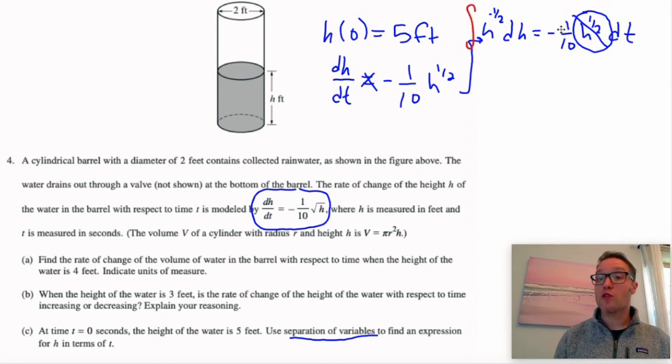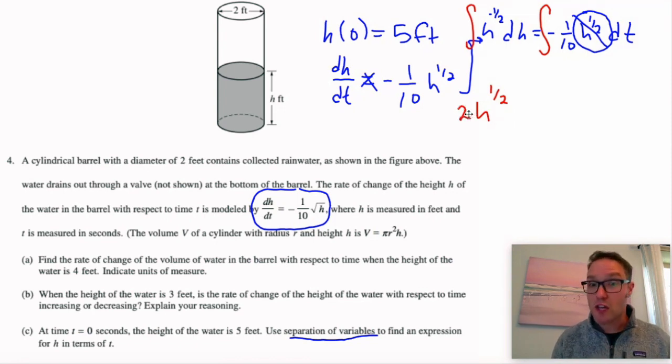And now that I have the h with the dh, and there are no t's, but I have negative 1/10 with the dt, I'm going to integrate both sides. The integral of h to the negative 1/2, I'm going to use the power rule for integrals. It's going to be h to the add 1. Negative 1/2 plus 1 is positive 1/2, and then divide by that number. But don't divide by 1/2, multiply by the reciprocal. That's what division really is. There's no such thing as division, folks. So instead of dividing by 1/2, I'm going to multiply by 2. It's the same thing, and it's plus a constant. I'm going to call it C1. That equals the integral of negative 1/10 dt, which is negative 1/10 t, plus another constant, C2.